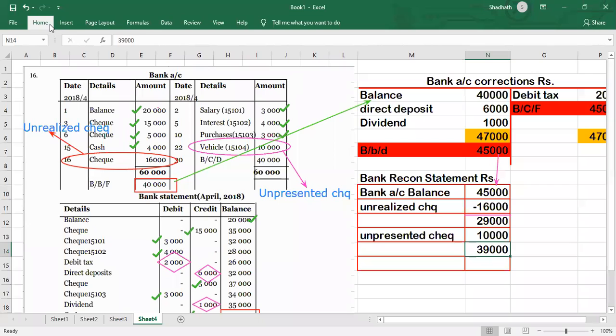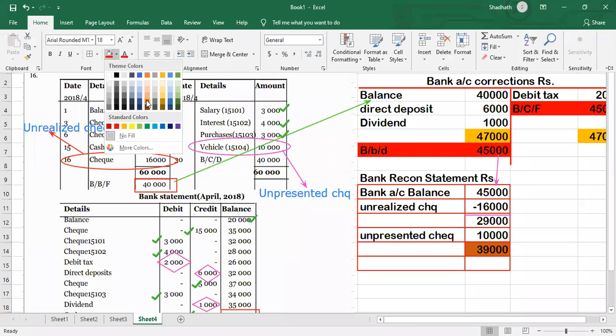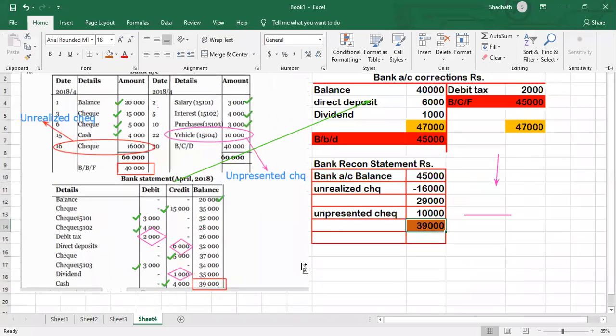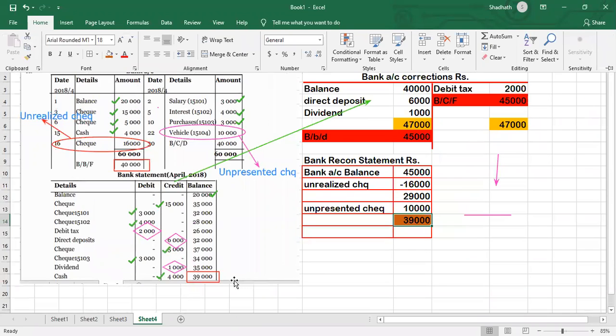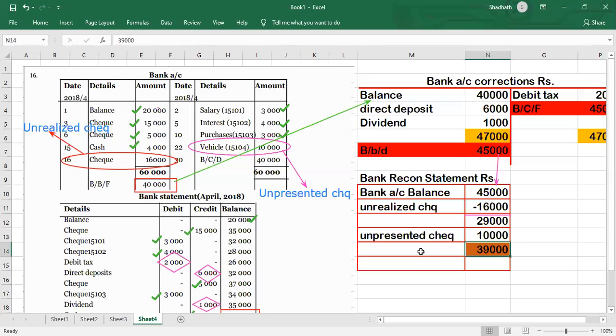Now just check your bank statement. What is your balance? Is it 39,000? Yes, on the bank statement, your balance is 39,000. Both are same. Bank statement balance 39, this is also 39. So we can say the bank statement balance is 39. You have to write it as the bank statement balance.